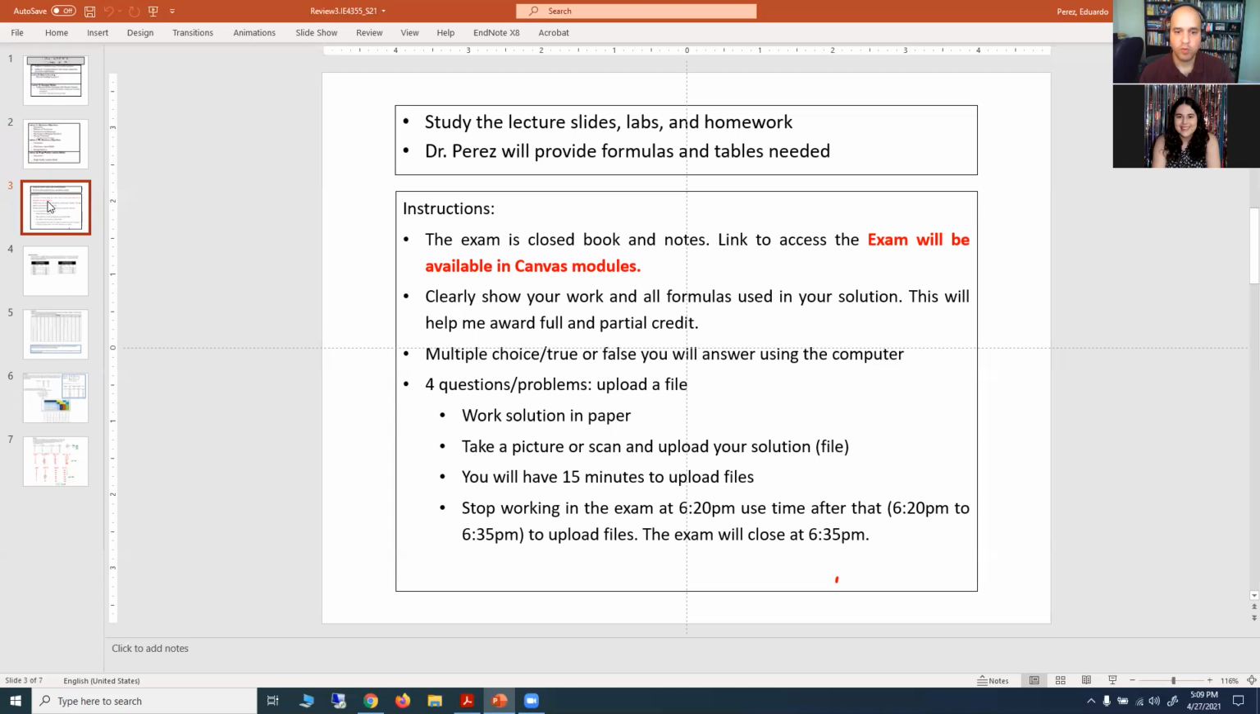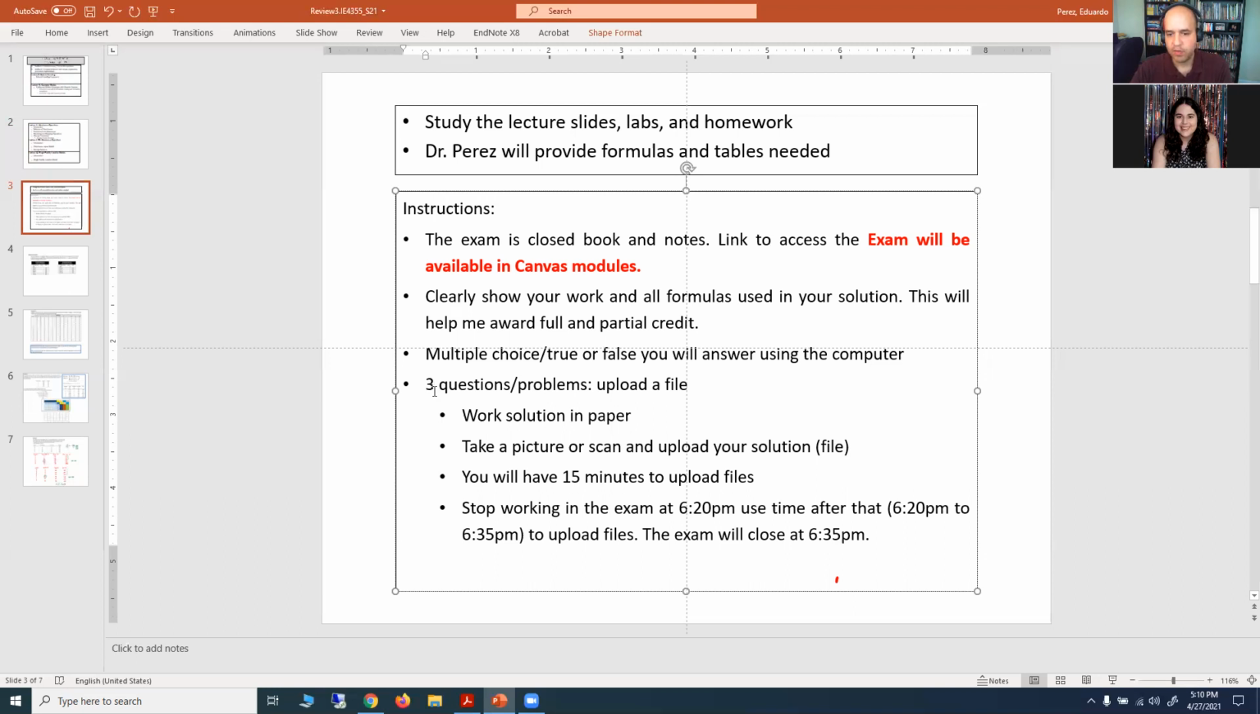And then the multiple choice and true or false questions will be answered using the computer. And I'm sorry, this should be three. The three problems or questions, for those, you will be uploading a file. So you will be working on paper, doing the computations on a piece of paper, and then you're gonna take a picture or scan that piece of paper and upload that to Canvas.